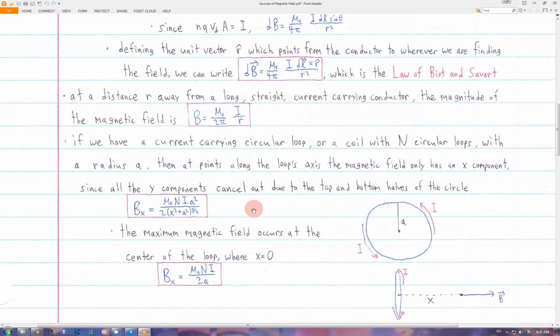So the expression for the magnetic field in the x direction at a point along this line is mu naught times N, the number of loops, times the current I times a squared over 2, and then x squared plus a squared to the 3/2 power, where x is the distance along this line through the circular loop center, and a again is the radius of the loop. And so the magnetic field is a maximum at this point here, right at the center of the loop, and this is where x equals 0. So we can plug in x equals 0 into this expression to get the magnetic field at the center of this loop.